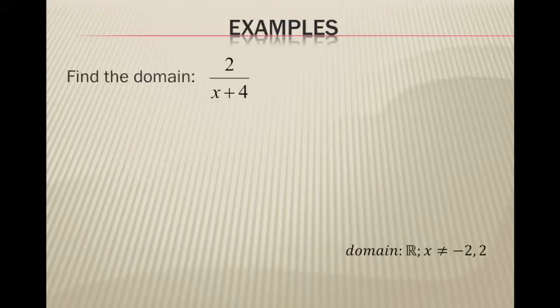Okay, the domain. So we're going to set the denominator equal to 0. So x plus 4 equals 0. So x equals negative 4. So our domain is all real numbers except for x cannot equal negative 4.